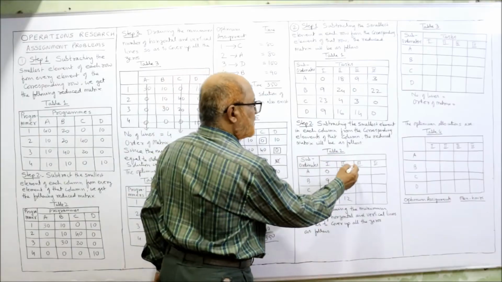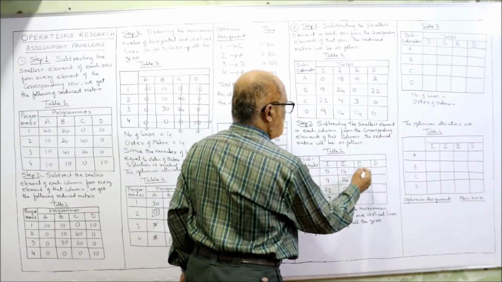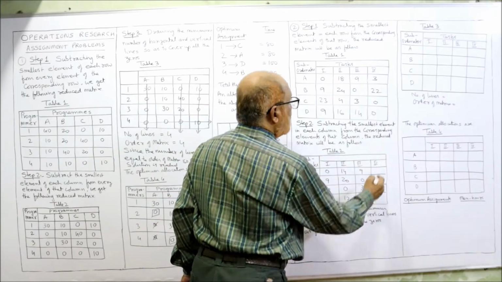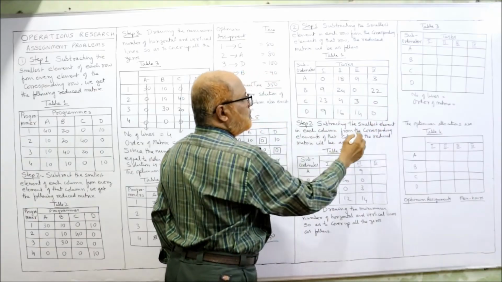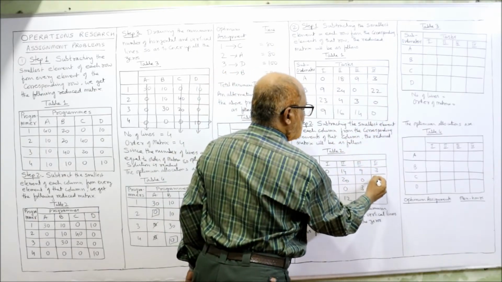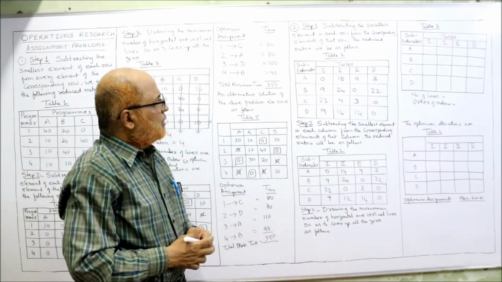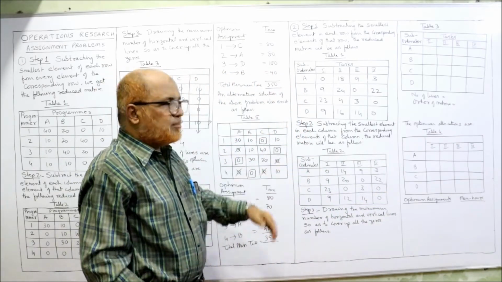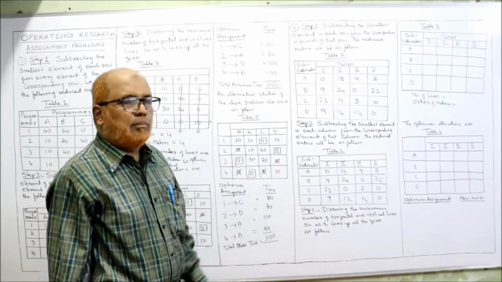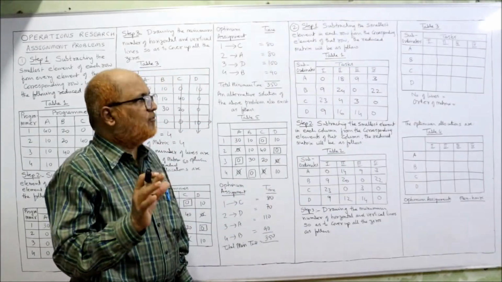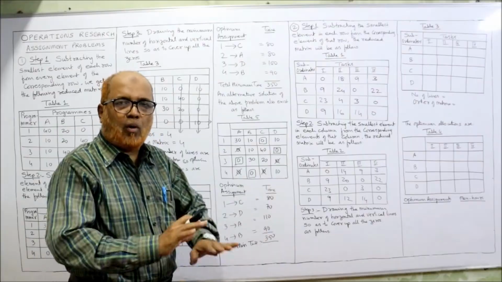So same values you will get 9, 0, 3, 14. Last column again 0 is the minimum. So 3, 22, 0, 0. That's all. So row subtraction completed, column subtraction completed. Now drawing minimum number of horizontal and vertical lines so as to cover up all the zeros.